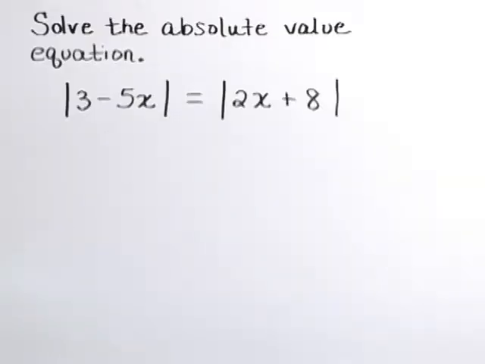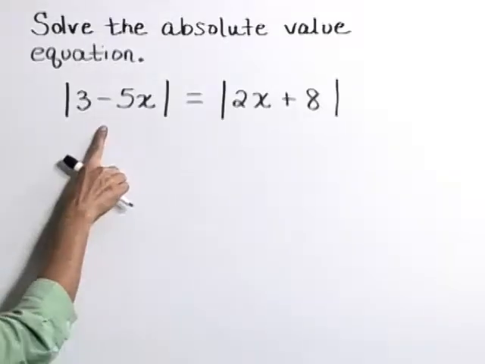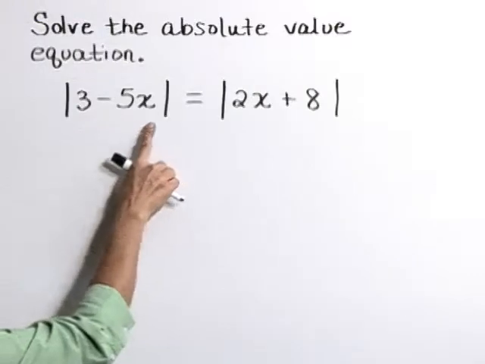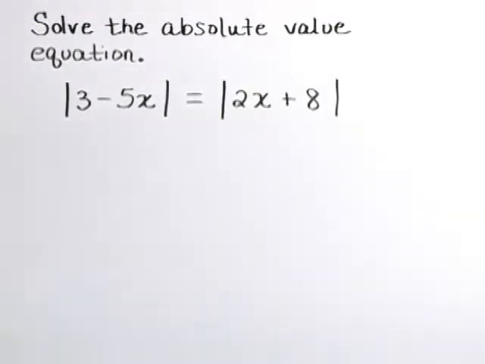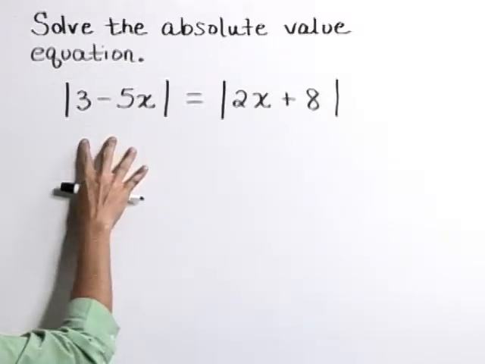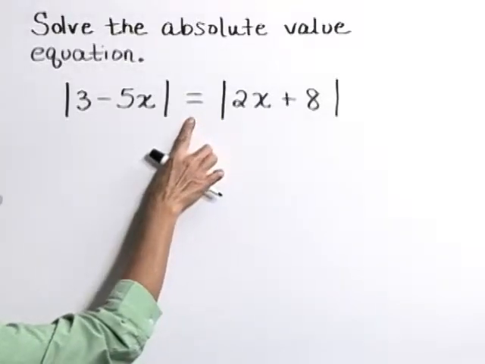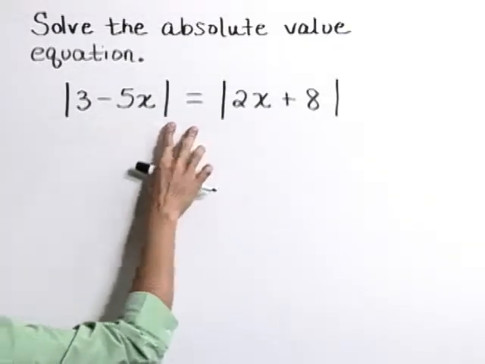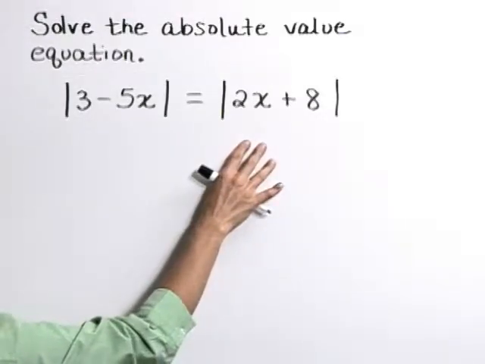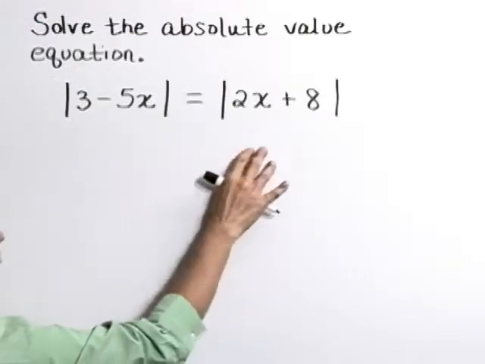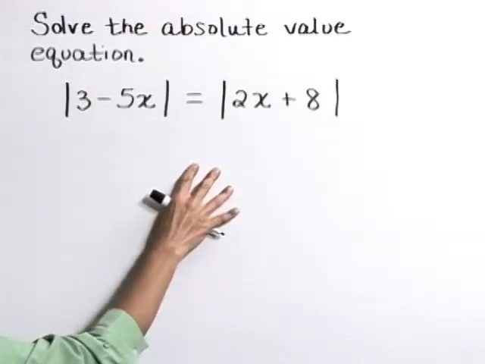Solve the absolute value equation. The absolute value of 3 minus 5x is equal to the absolute value of 2x plus 8. Now, if the absolute value of two quantities is equal, that means that they must be equal or they are opposite. Let's write two equations describing both of those options.